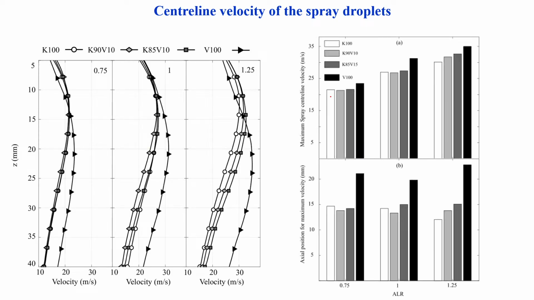These are the centerline velocity profiles I already explained, and this is the mean centerline velocity and the corresponding position. We reported the length of this maximum point and the maximum value of the velocity. Here we can see for all the cases, the velocity is higher for 100% vegetable oil, and the position is also higher because of the higher viscosity and higher density. It takes longer time and longer distance to create the final spray droplets.